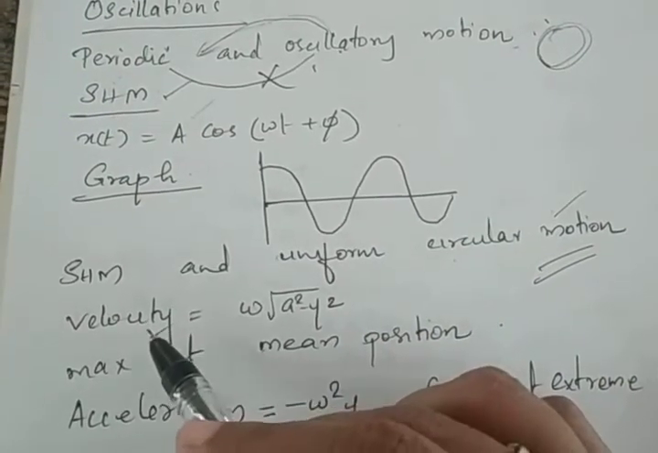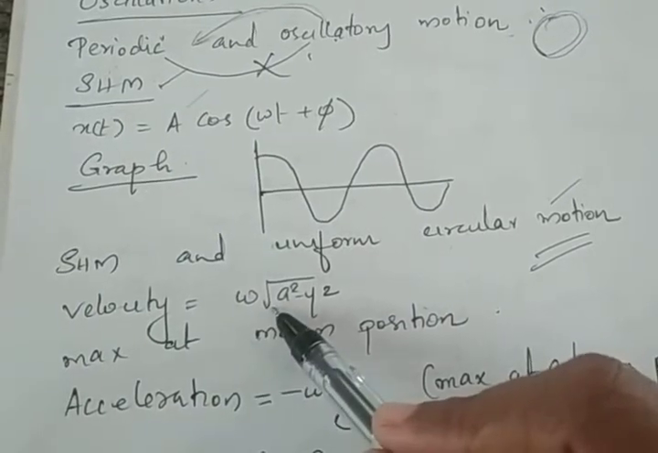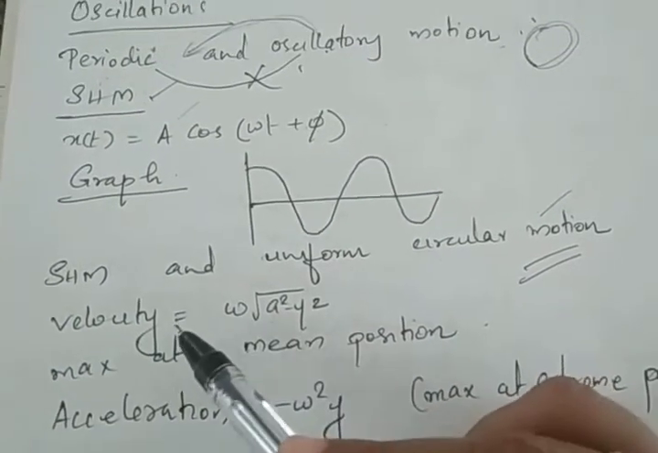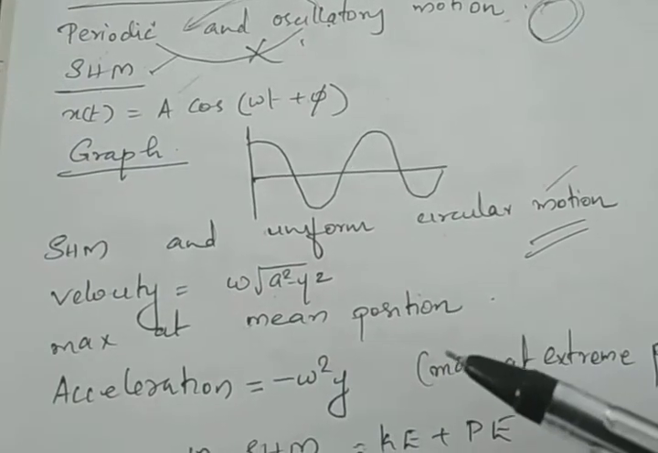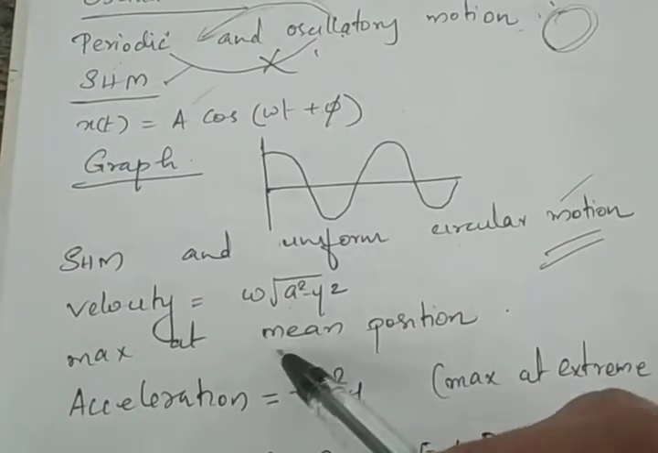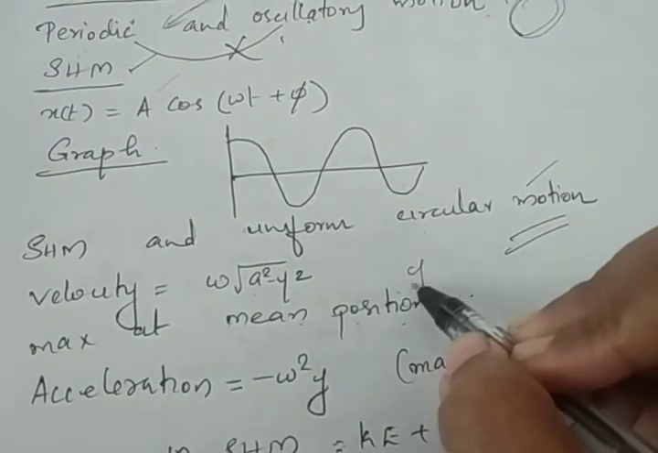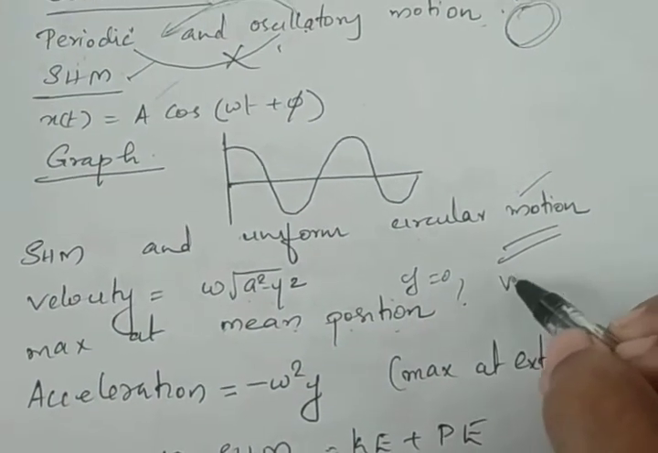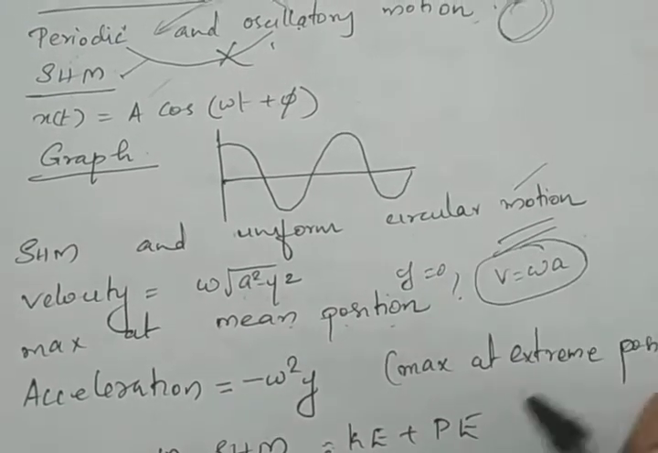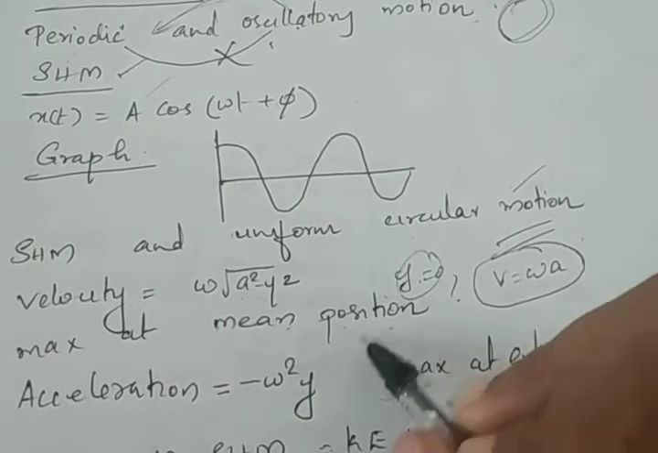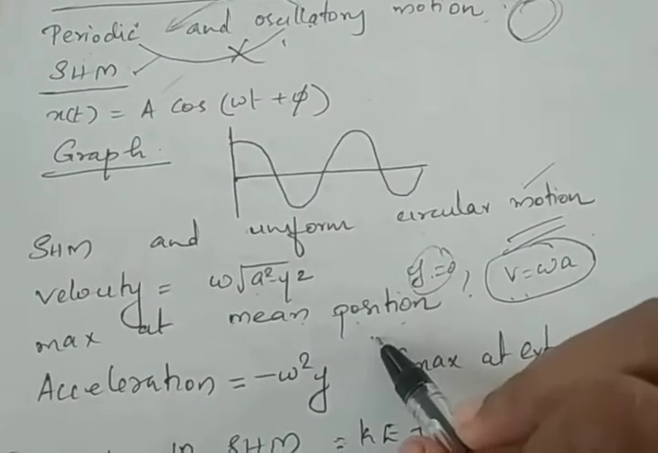Now, next is velocity of simple harmonic motion. This is the expression for the velocity: velocity equal to omega into square root of a square minus y square. And this velocity is maximum at the mean position. In this expression it is clear that when y equal to 0, velocity is equal to omega into a. This is the maximum value of velocity, and y equal to 0 is our mean position. So velocity is maximum at the mean position.